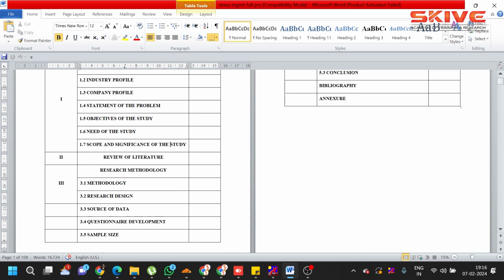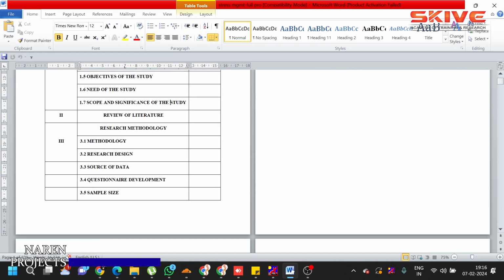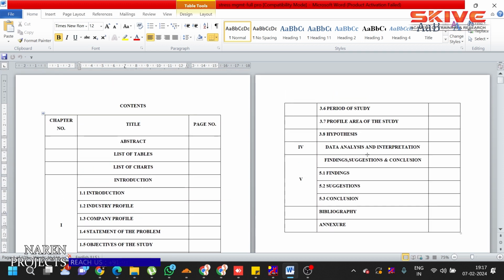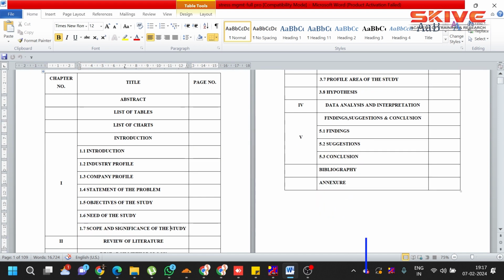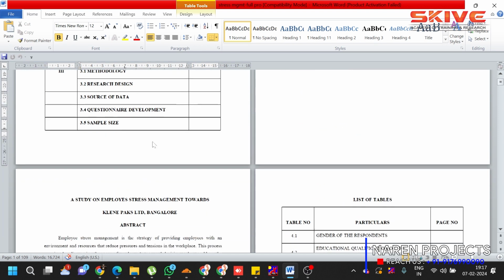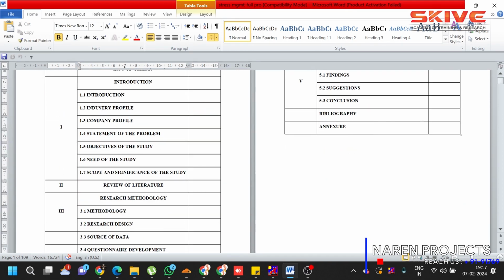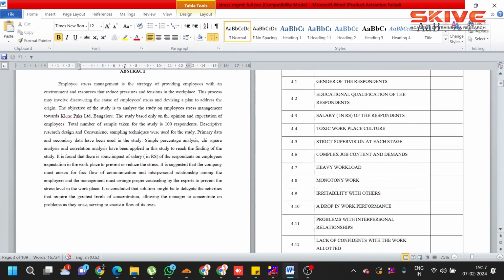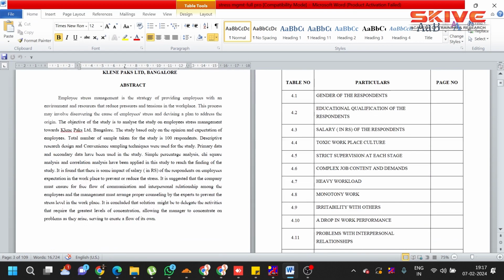The second chapter is the review of literature. The third chapter covers the research methodology, which includes the source of data, questionnaires, sample size, everything. The fourth chapter is the data analysis and interpretation, and the fifth chapter is the findings and suggestions. So this is the overall content of this project report. This is the abstract.